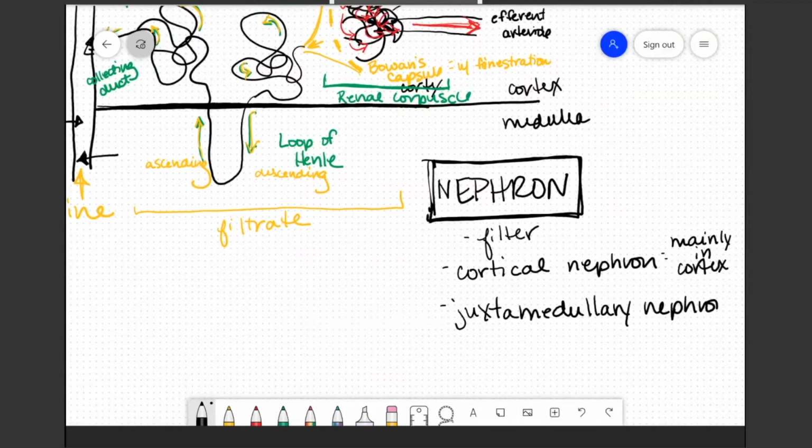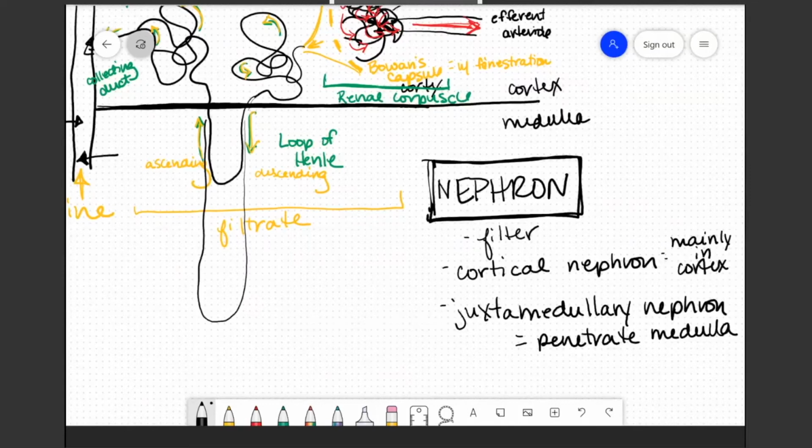And this one will be further into, and it will penetrate the medulla. So a large chunk of the loop of Henle will fall into the medulla. Keep in mind the top part, the PCT, the DCT, and the glomerulus will be in the cortex, but it's only the loop of Henle that will either come a little bit into the medulla, or it will come pretty deep into the medulla, and this would be this juxtamedullary nephron with a deep loop of Henle.